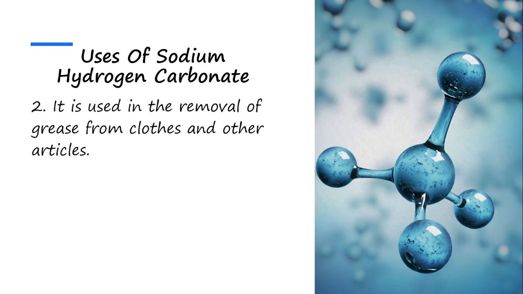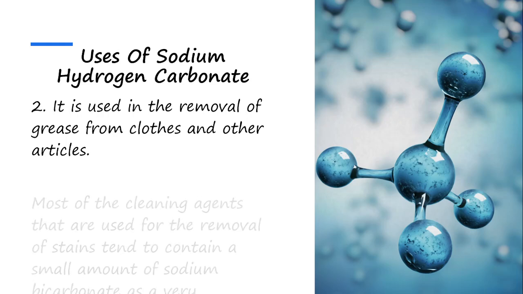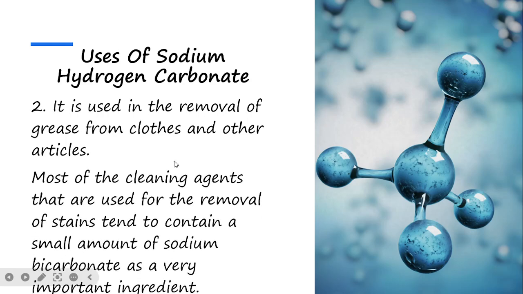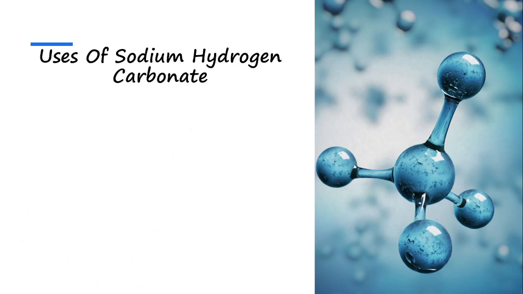The other use of sodium hydrogen carbonate is in the removal of grease from cloth and other articles. So basically, sodium bicarbonate is crucial to remove grease that can be found on cloth and other articles. Basically, you can say it is useful in cleaning. Most of the cleaning agents that are used for the removal of various stains tend to contain a small amount of sodium bicarbonate, because it is a very important ingredient. So that's the other use of sodium bicarbonate.